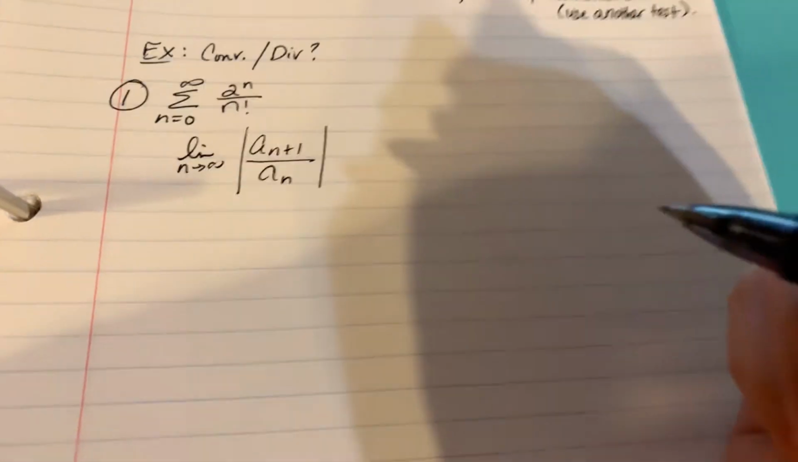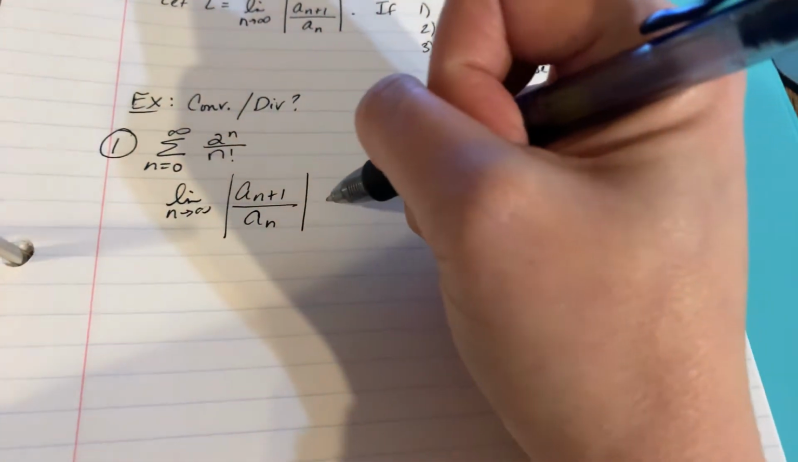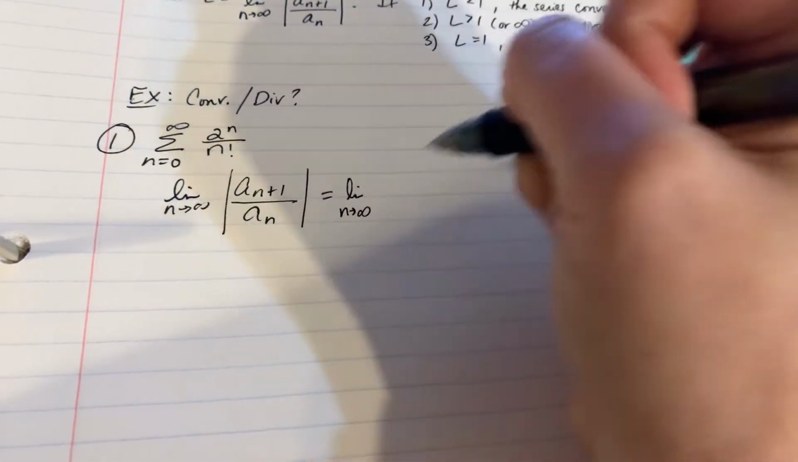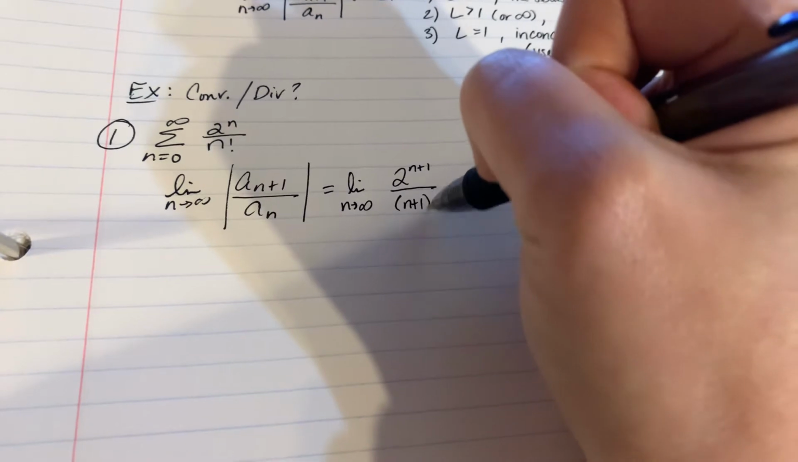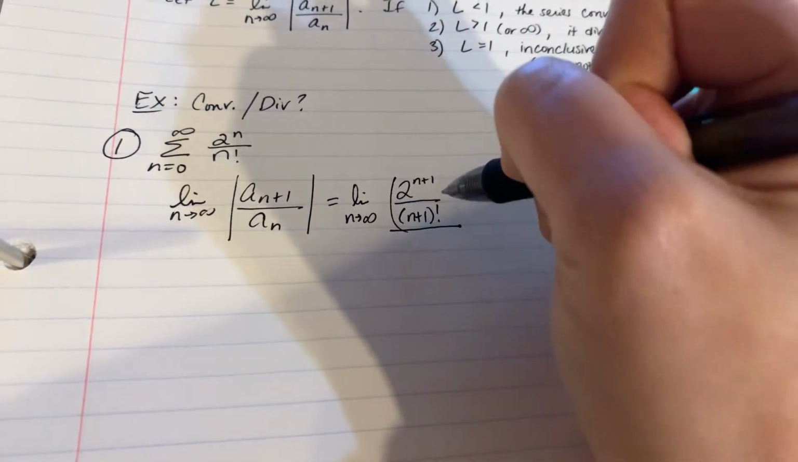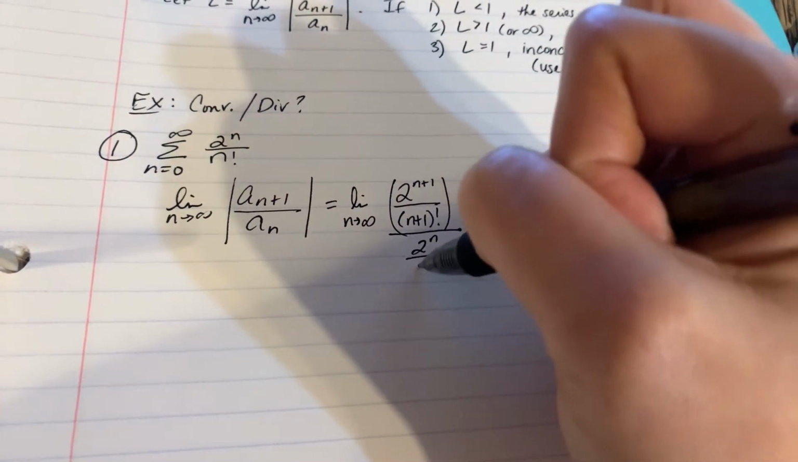Okay, so how do we do the ratio test? We take the limit as n goes to infinity of a n plus 1 over a n, absolute values. The absolute values are unnecessary here because it's not an alternating series, but if it were alternating, you could still use the ratio test. So that's the limit as n goes to infinity. Now we just plug it in: 2 to the n plus 1 over n plus 1 factorial, over 2 to the n over n factorial.